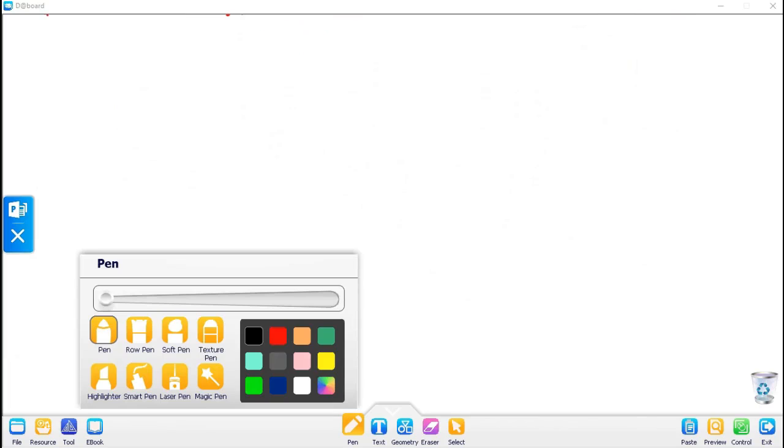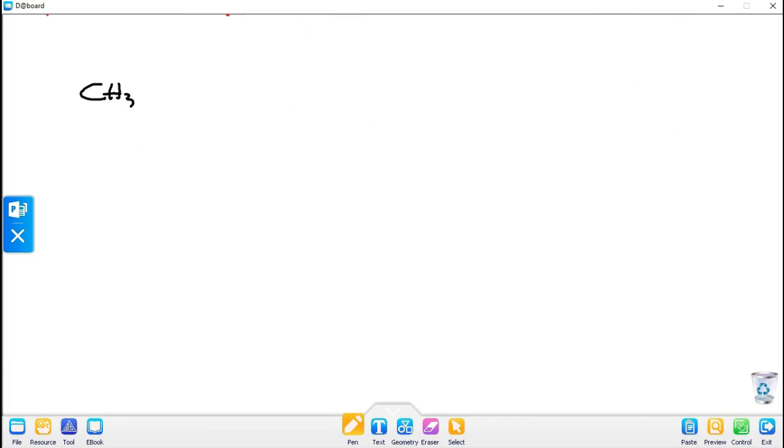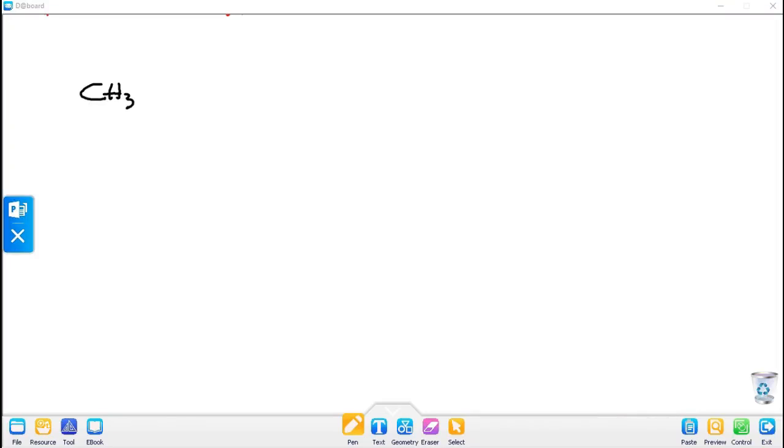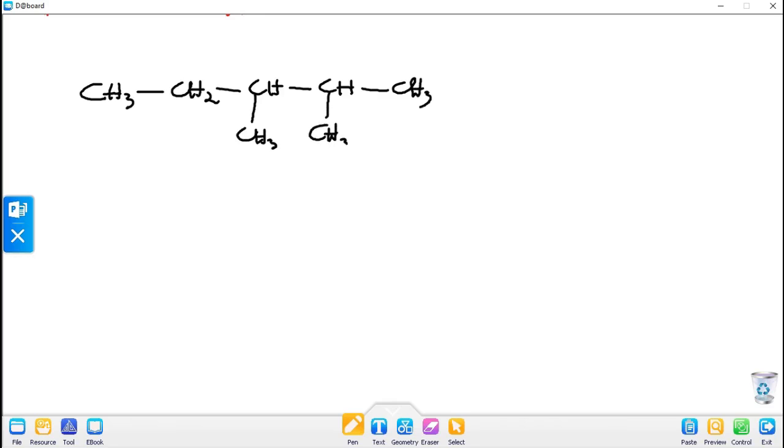So we have this structure CH3, CH2, CH, CH, CH3. CH2, CH, CH, CH3. And we have drop down CH3 and another CH3. So let us take a look at how we can name the compound.